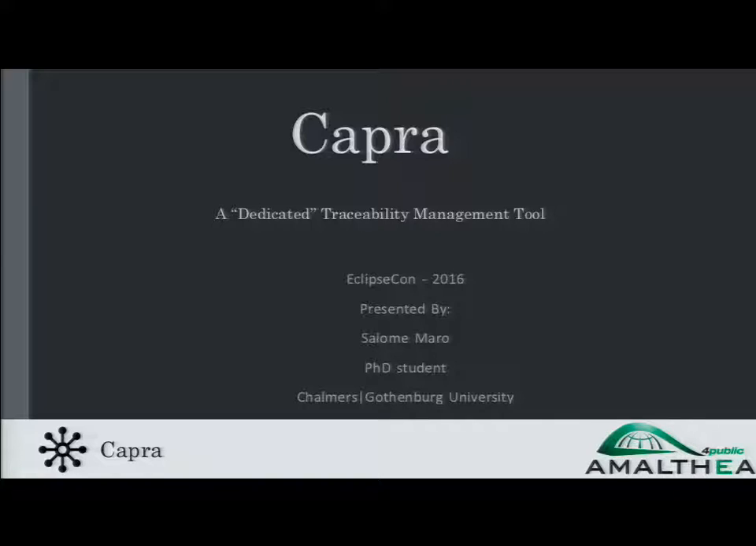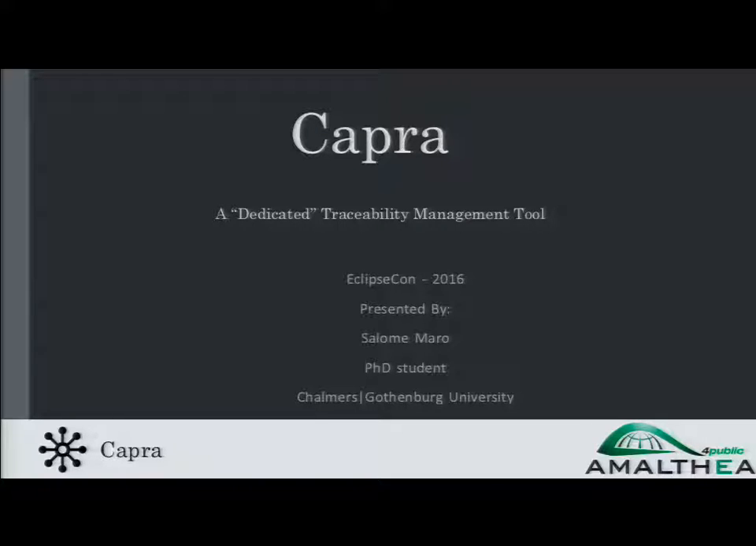This work is part of a project called Amalthea for Public, one of the ITEA-funded projects. Its main aim is to deliver a platform that can help improve the development of embedded multi-core and many-core systems. So it provides things like hardware models and partitioning models that you can use for your development of multi-core and many-core systems. Now, as part of the project, we also have a big problem of traceability. And so we have an additional tool to the platform, which we call Capra.